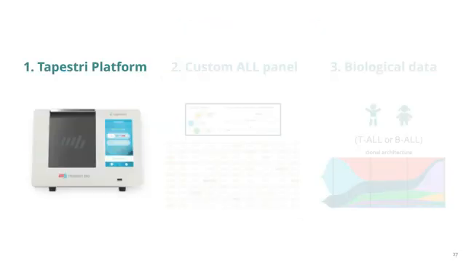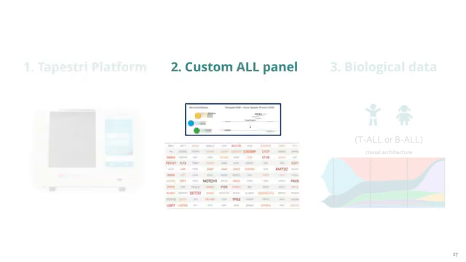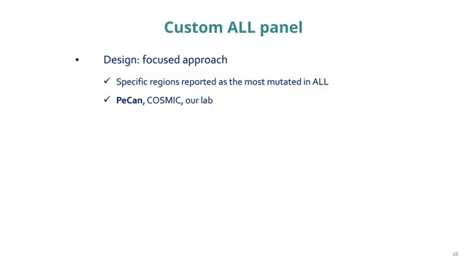Okay, so now I'd like to move to the second part, which is the panel that we generated. As you have heard at the beginning, our research focus is on acute lymphoblastic leukemia, and none of the commercial or available panels was on ALL. So we decided to design our own panel to cover the mutational hotspots of ALL. For that, the design approach that we followed is a focused approach, meaning that instead of selecting full genes, we really selected specific regions that are reported as the most mutated in ALL.